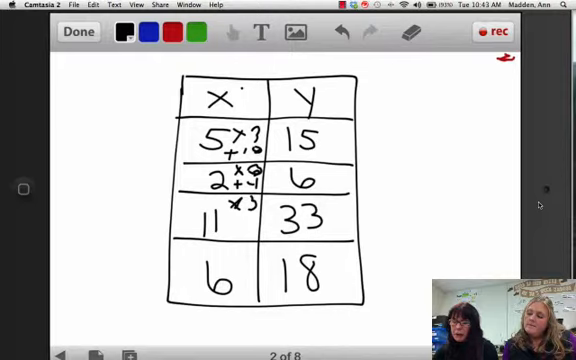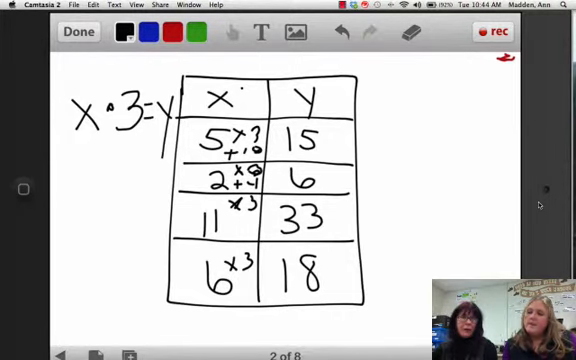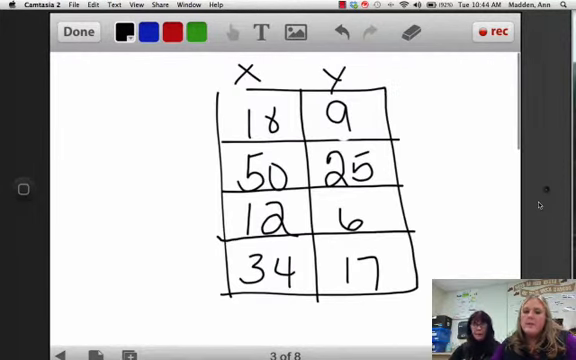Multiplying by 3 to 15, 2 times 3 is 6, 11 times 3 is 33, and 6 times 3 is 18. So the pattern is x times, now actually I'm going to do something a little different here. I'm going to use a different sign for multiplication. x times, that's a dot, times 3 equals y. Okay? All right, let's take a look at another one.